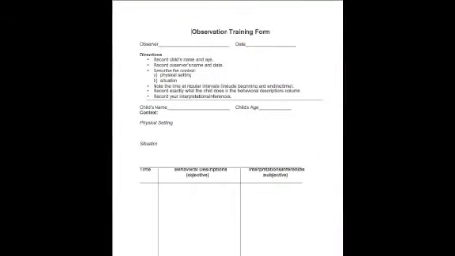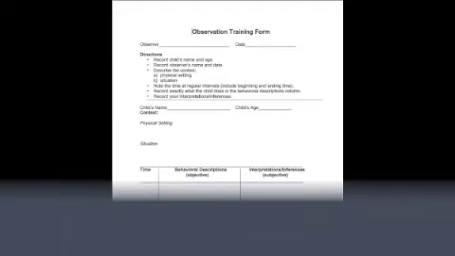Now it's time to practice recording observations with the observational training form. For each of the following 4 video clips, observe twice. The first time, observe everything. The second time, narrow your focus to one developmental area or one child.